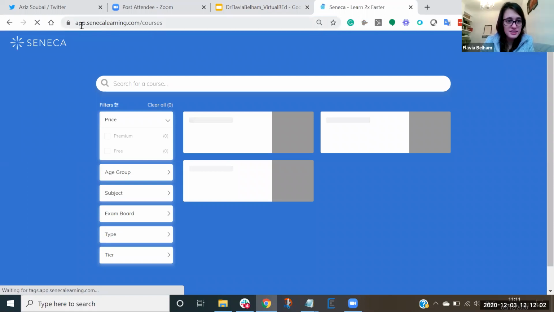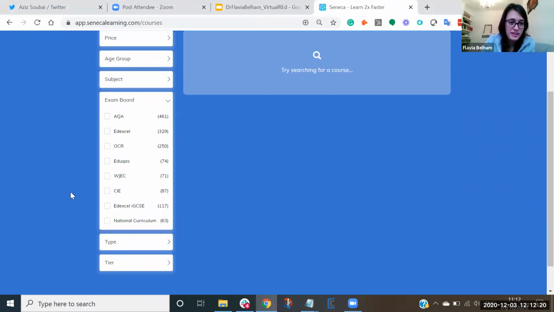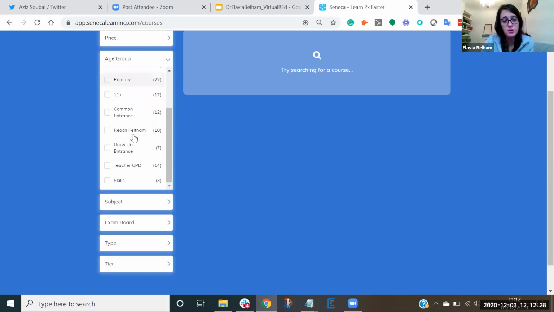Okay, so this is the website here, senecalearning.com. Actually, if you just do this one, then it should take you to the main website where you can sign up and then get into this. So this is the UK page. You see here that we have AQA and Edexcel, and then age group, and then for GCSE, Key Stage 3, A-Level, BTEC, Primary, everything on the UK curriculum.